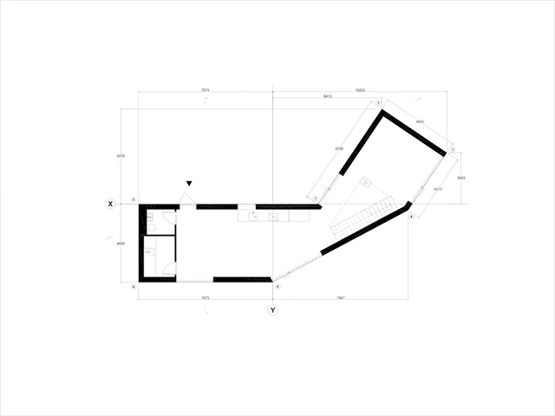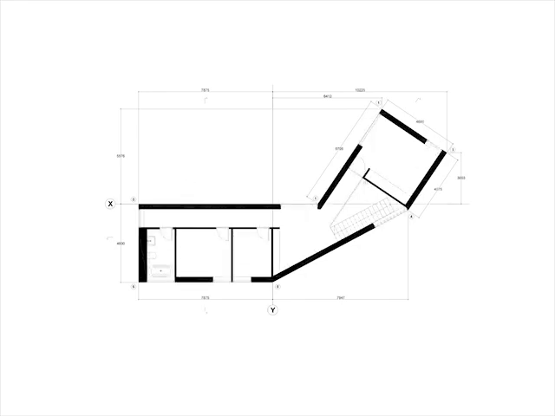Here are just the floor plans with seven walls: 1, 2, 3, 4, 5, 6, 7. The tilt of the building makes two spaces, a living space and a kitchen, and that's about it. And the upper floor, not much to say.